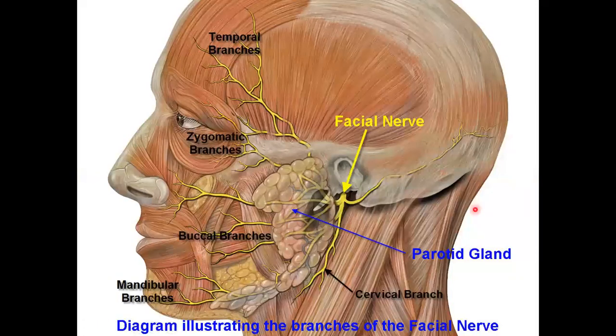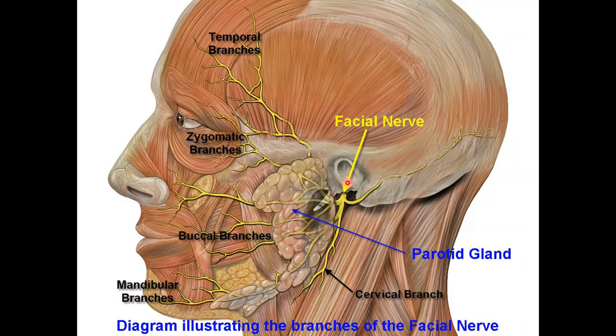Okay, so branches of the facial nerve. First thing I want to note here, you can see how the facial nerve is intimately related with the parotid gland. It actually pierces through the parotid gland. However, it does not innervate the parotid gland. I'm going to say that again. The facial nerve pierces through the parotid gland, but it does not innervate the parotid gland. Instead, the facial nerve is coming out here to innervate these muscles of facial expression.